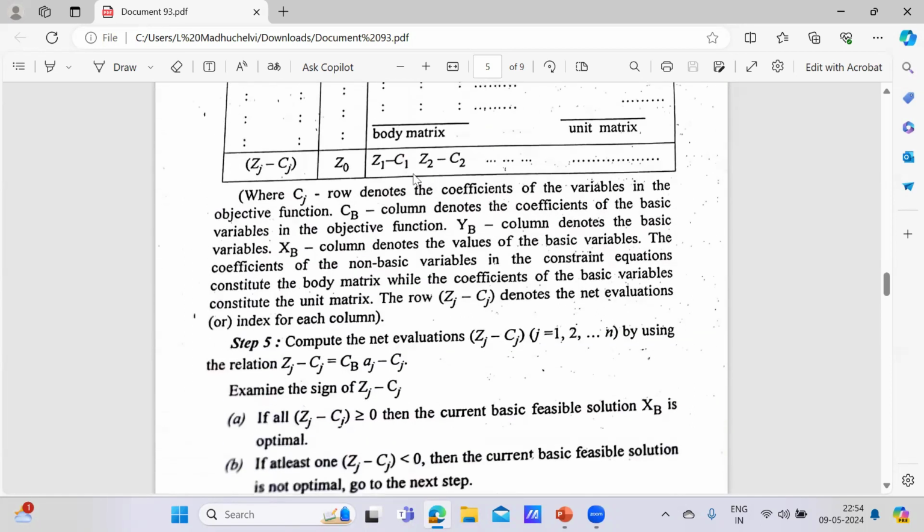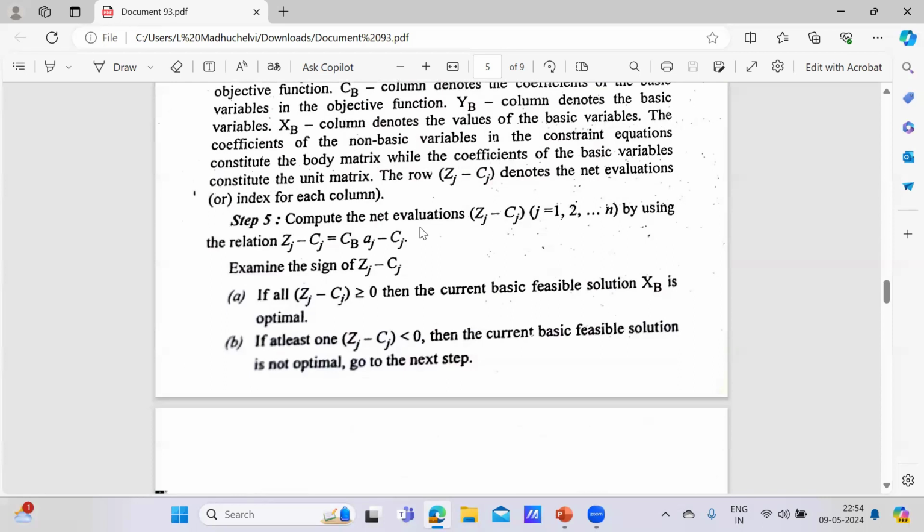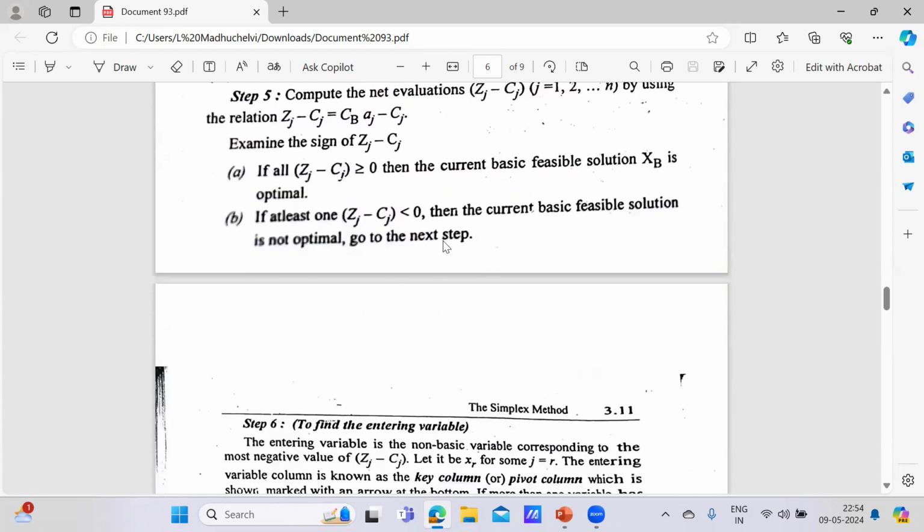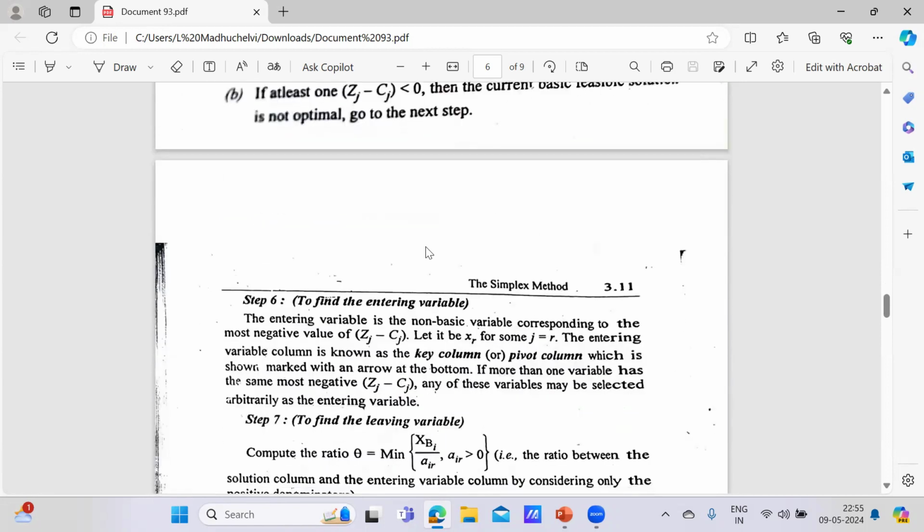After computing all the Zj minus Cj, we have to examine their sign. There are two options. One is if all Zj minus Cj are greater than or equal to 0. The second is at least one Zj minus Cj less than 0. If all Zj minus Cj are greater than or equal to 0, then the current basic feasible solution XB is optimal. If not, then the current basic feasible solution is not optimal, so we have to go to the next step.